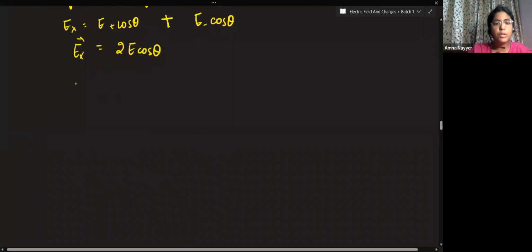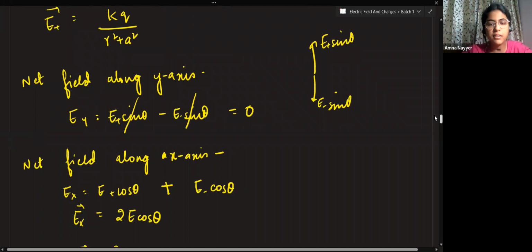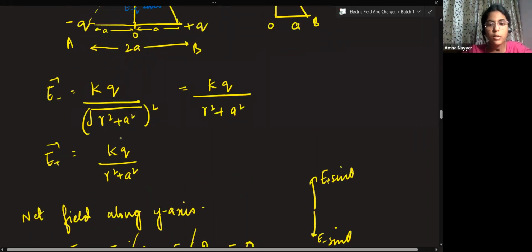Now see, let us put the values. For electric field, this is 2. Instead of E, you can write KQ divided by r square plus a square, with cos theta. See, how have we written electric field? We have written electric field from here, KQ divided by r square plus a square. Is this clear? Now we have to substitute cos theta.